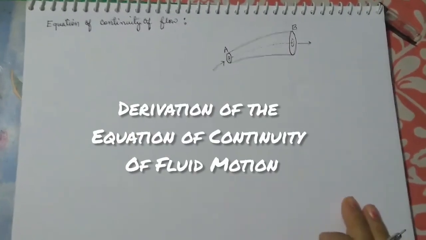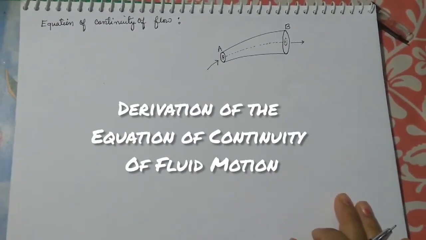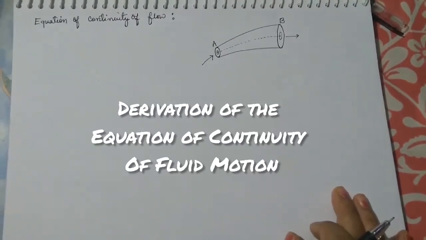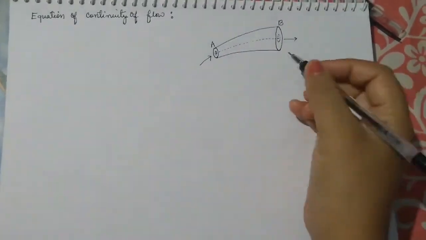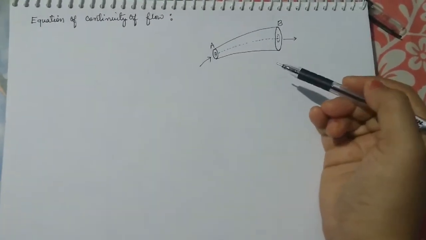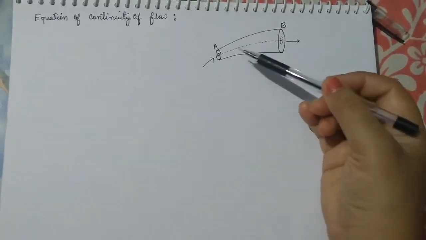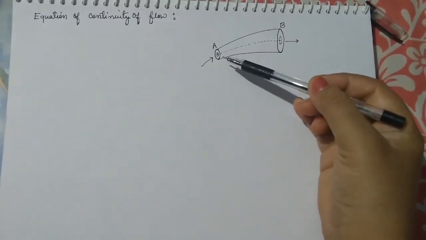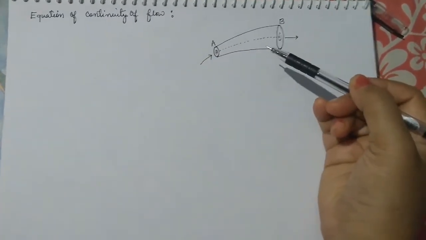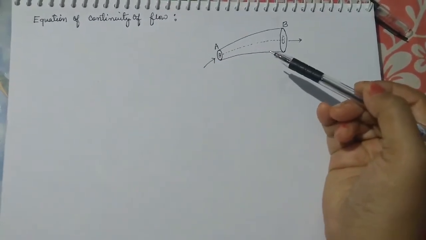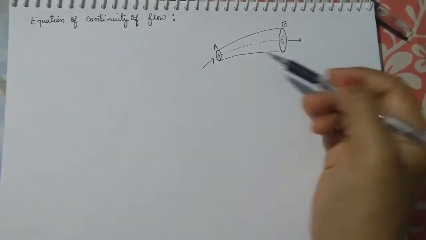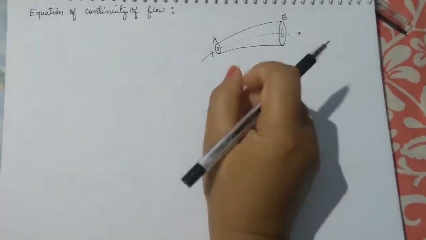Students, let us talk about the equation of continuity in case of flow of a fluid. Let us consider a tube of non-uniform cross section. Non-uniform cross section means the cross section at A is very low, and at B it is very high, comparatively. We are considering that there is a liquid flowing through this tube from A to B.